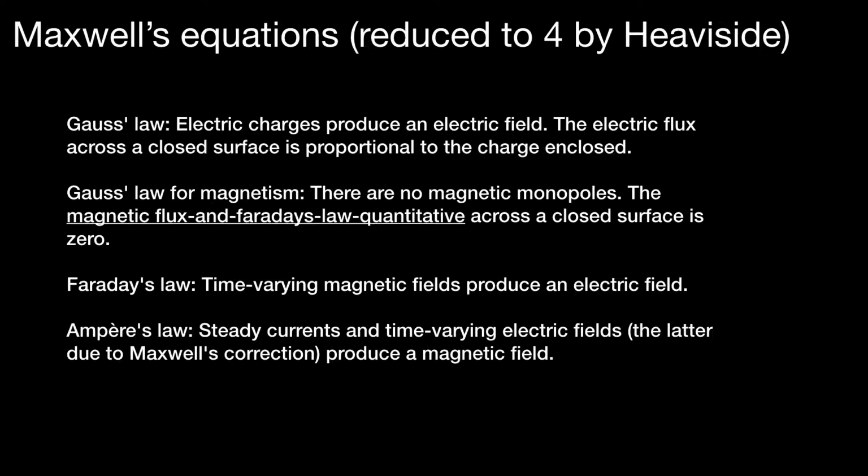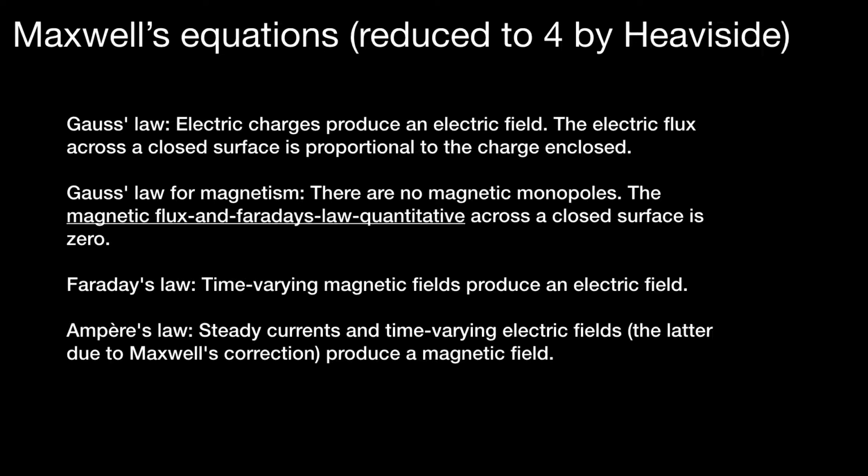So the equations, which were, as I said, reduced to four by Heaviside: Gauss's law, where charges produce an electric field. Gauss's law for magnetism. He said there are no magnetic monopoles. There's no such thing as a magnet with simply a plus, a north pole, and no south pole. Faraday's law, that time-varying magnetic fields produce an electric field. And Ampere's law, that steady currents and time-varying electric fields produce a magnetic field.